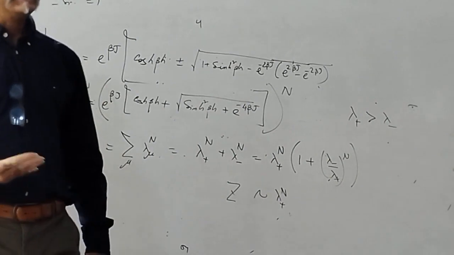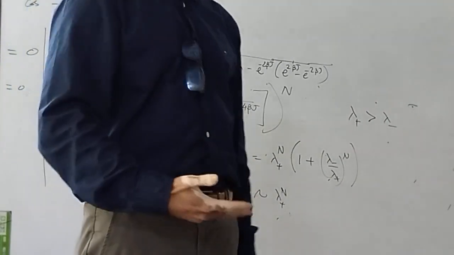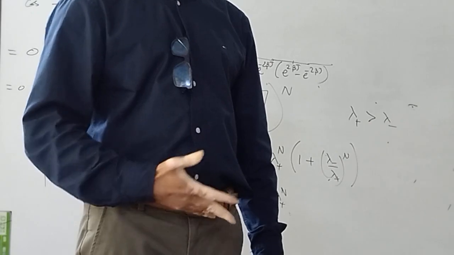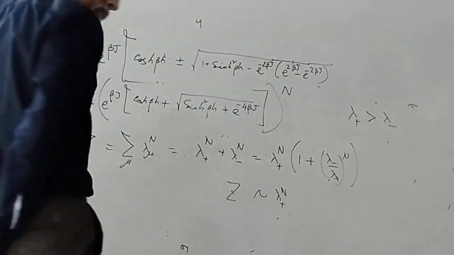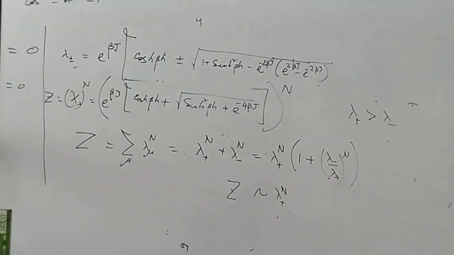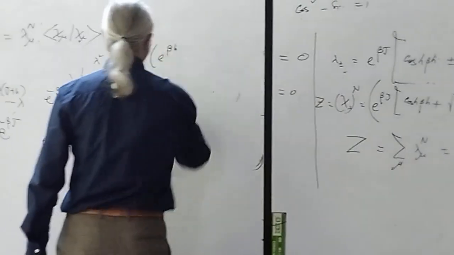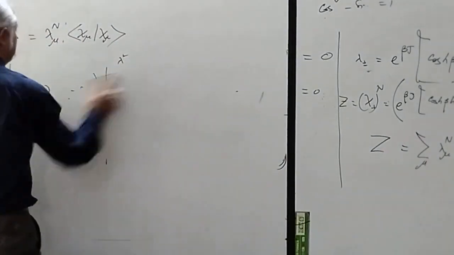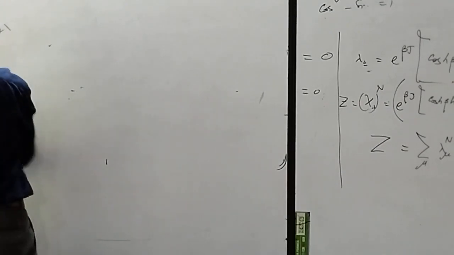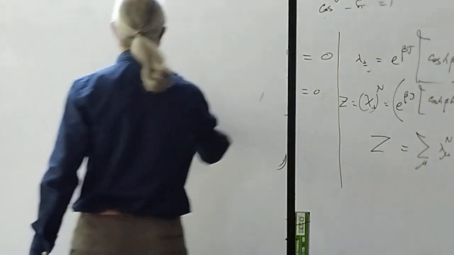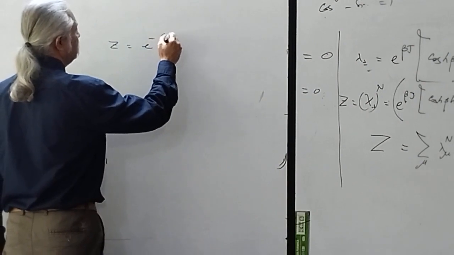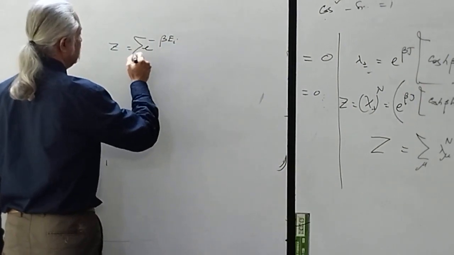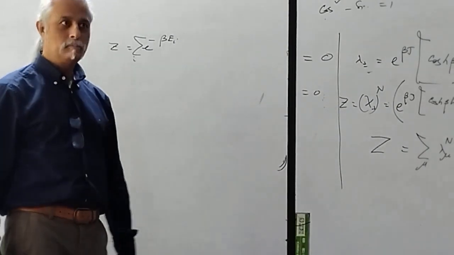And you all know that once I know the partition function, the rest is I can find anything. For example, in general, how do we define the partition function? Z equal to the sum over i of e to the power minus beta E_i. This is the definition of partition function.